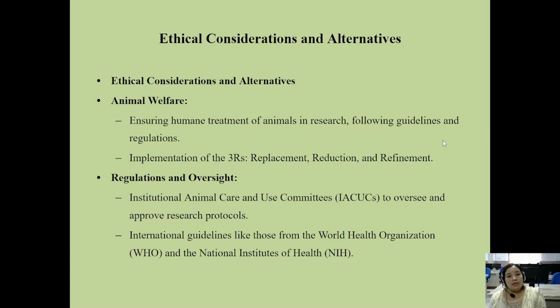Then come to ethical considerations and alternatives in the use of animals for medicines. Animal welfare: ensuring humane treatment of animals in research, following guidelines and regulations, and implementation of the 3 Rs: replacement, reduction, refinement. Regulations and oversight: institutional animal care and use committees oversee and approve research protocols, along with international guidelines like those from the World Health Organization and National Institutes of Health.